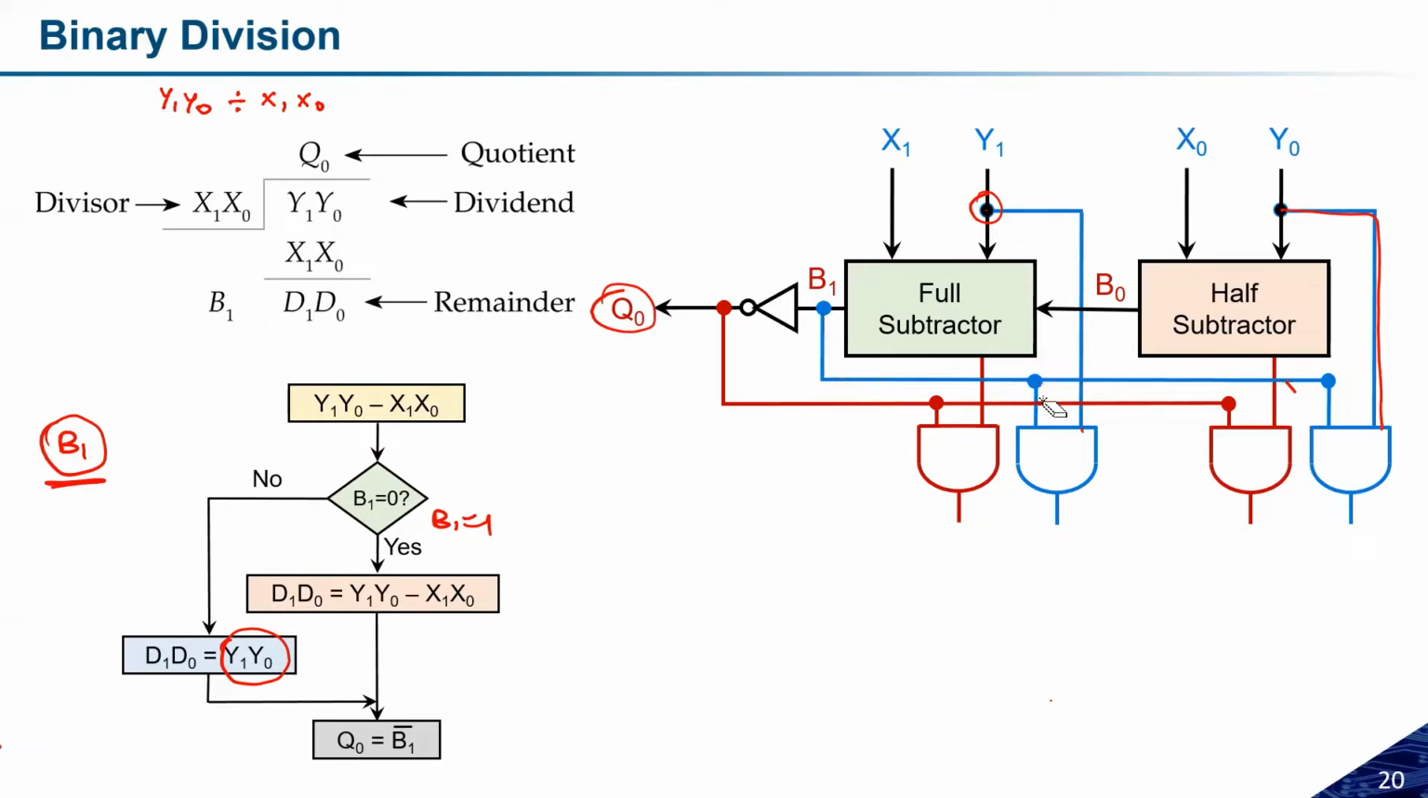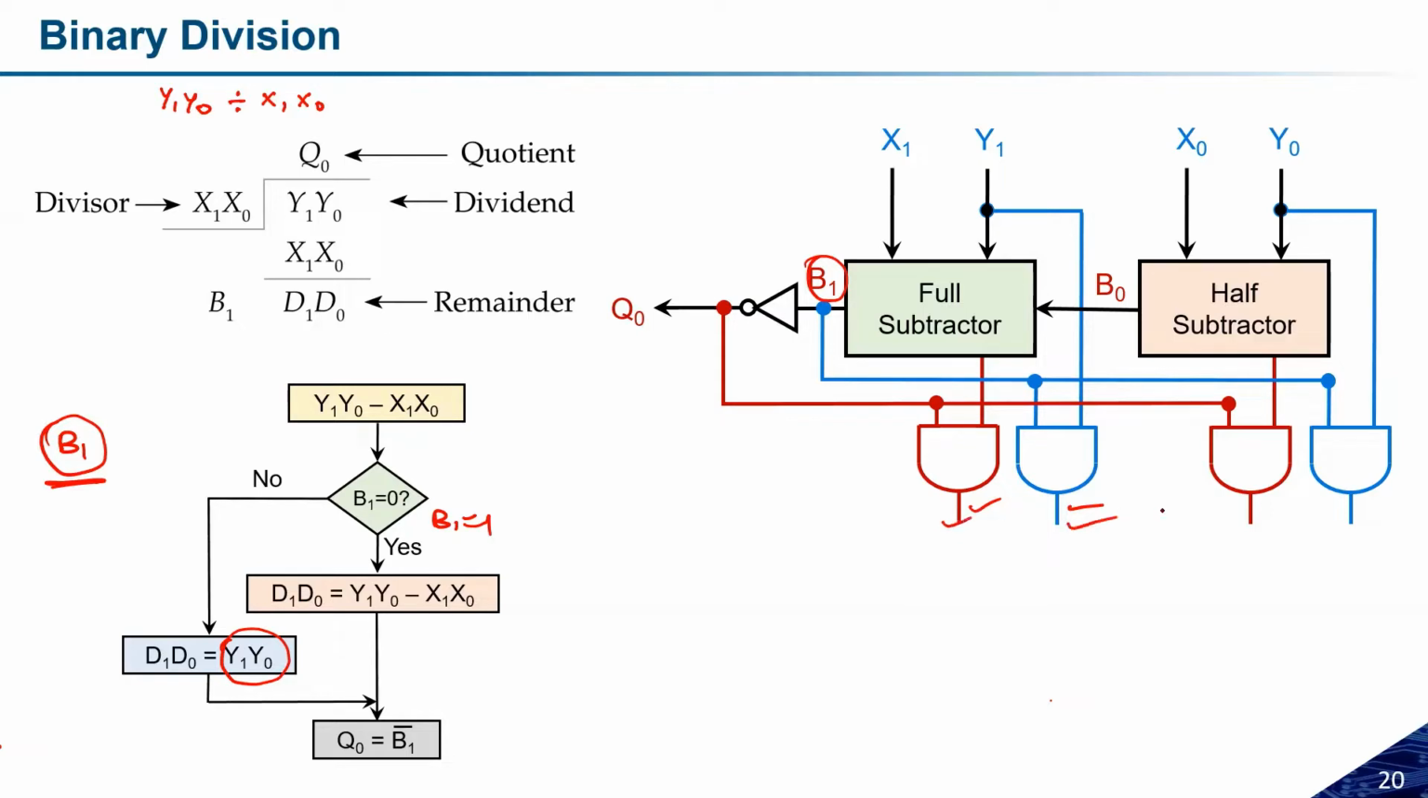Okay, so in both cases, whatever the status of B1 is, based on that I will get two different sections over here. Based on the status of this B1, either this will be activated or this will be activated. Now if I have to select any one out of it, what kind of logic gate will be required?